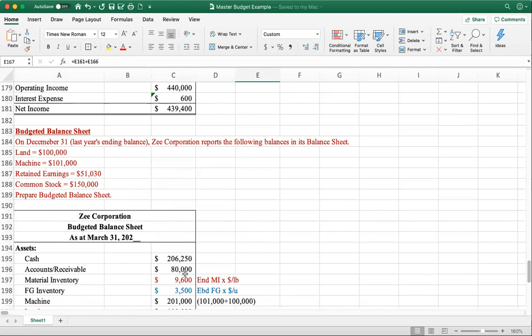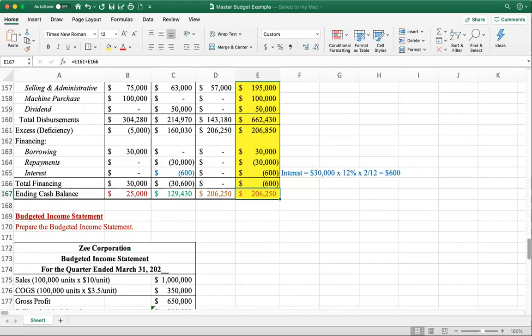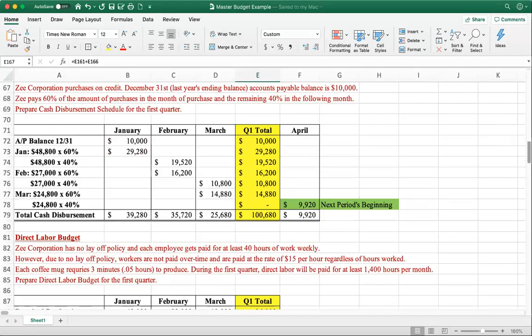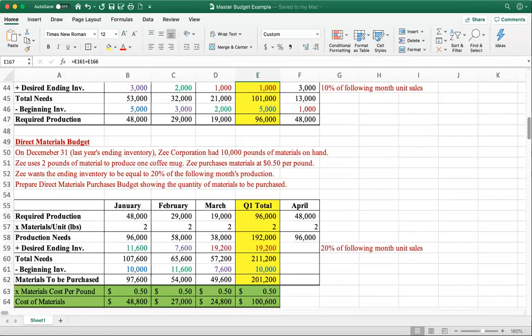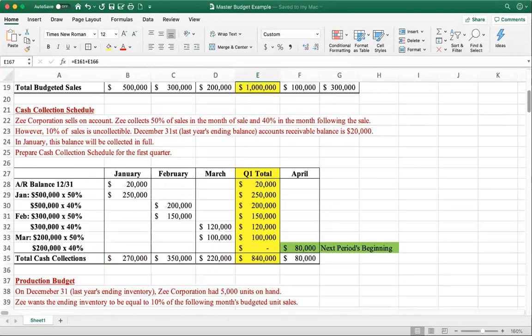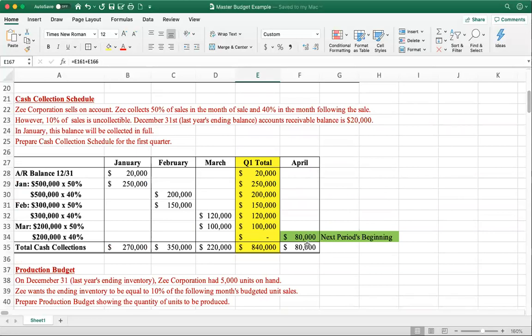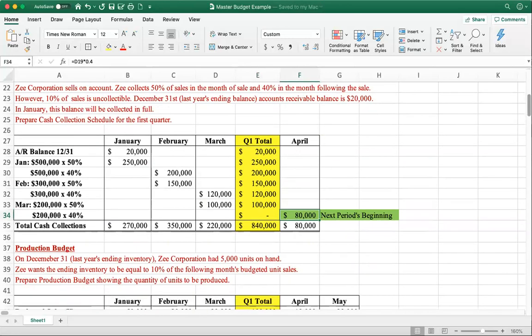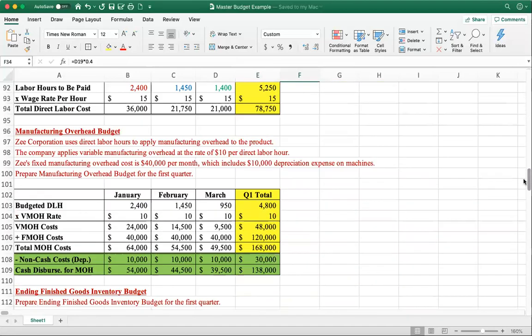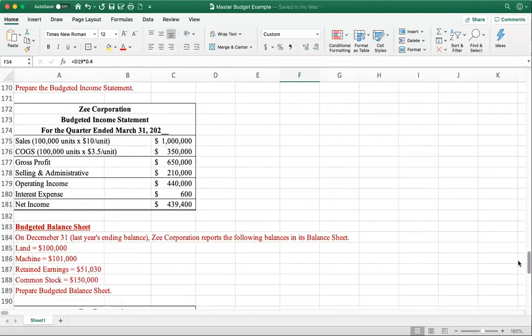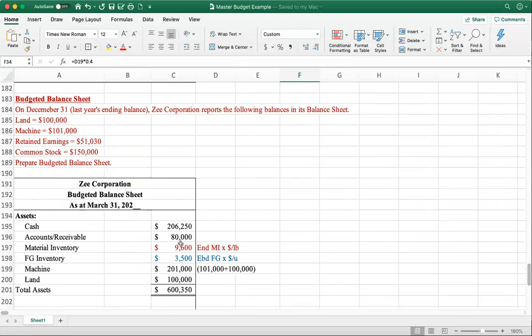Then we have accounts receivable, $80,000. That accounts receivable balance is coming from your cash receipts or cash collection schedule that you prepared after your sales budget. If you look at the cash collection schedule right here, $80,000 is your April accounts receivable balance, the amount that you haven't collected in the prior period. So $80,000 we are going to report in the balance sheet as the accounts receivable amount.